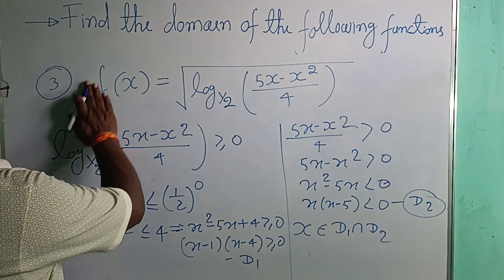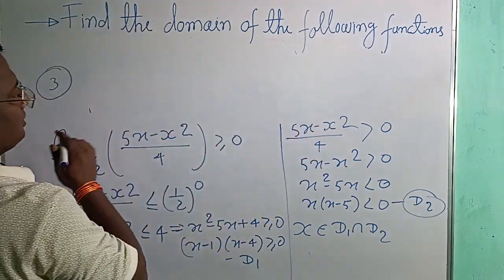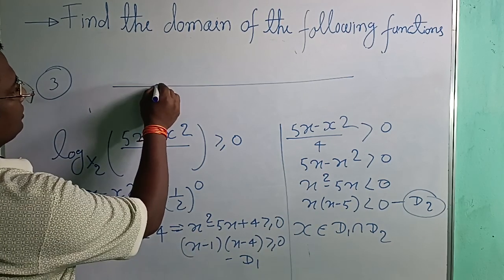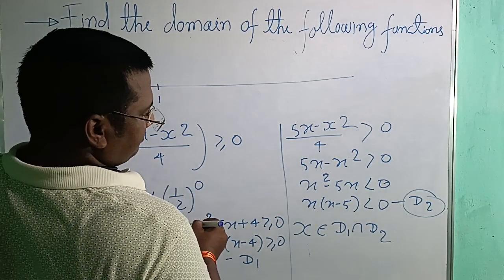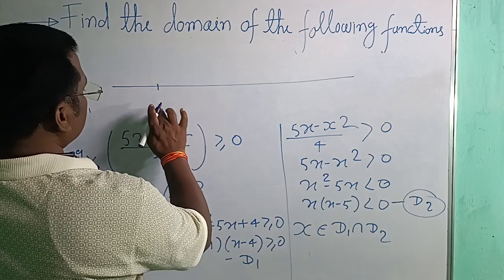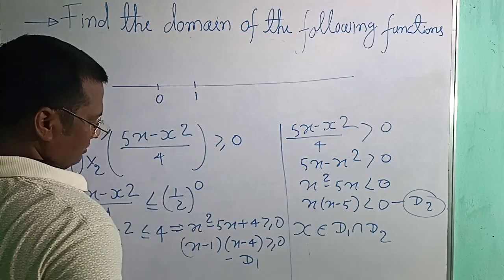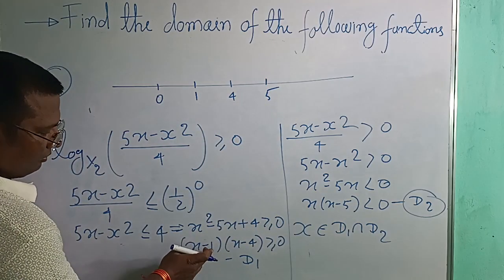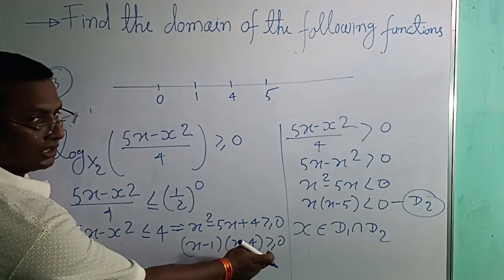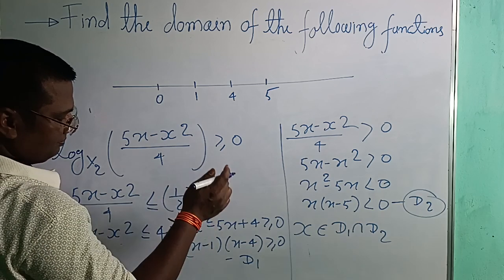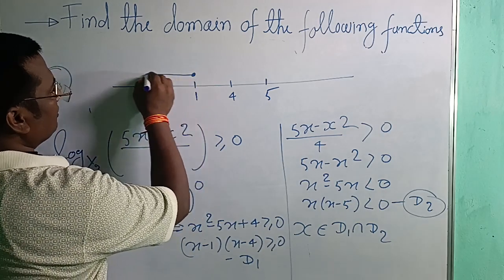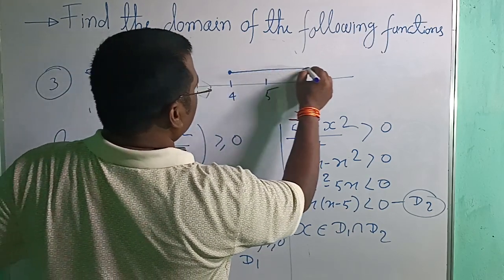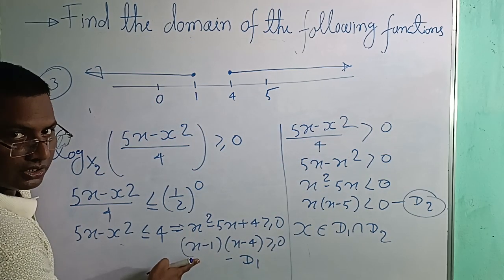So on the number line, this is 0, this is 1, this is 4, this is 5. Domain number 1: (x minus 1)(x minus 4) greater than or equal to 0. It means x less than or equal to 1, or x greater than or equal to 4. This is domain number first.